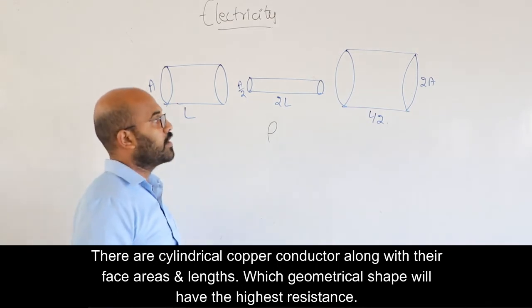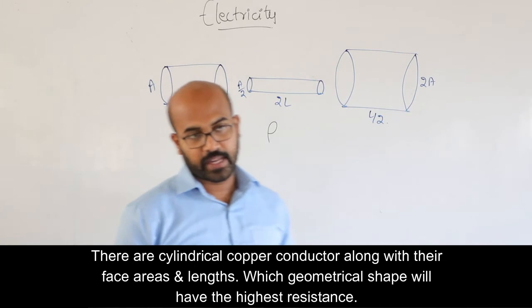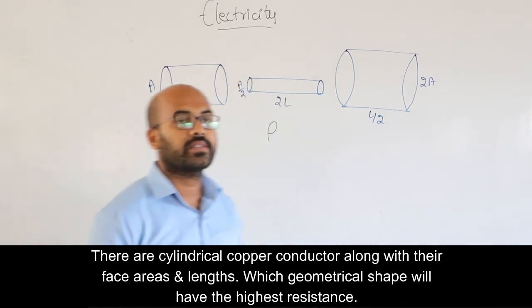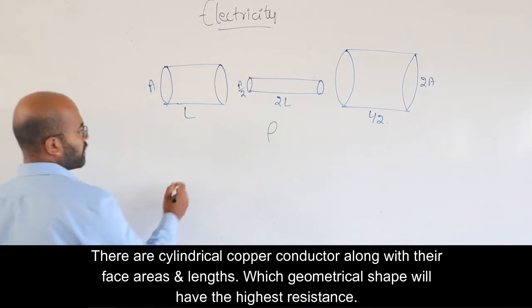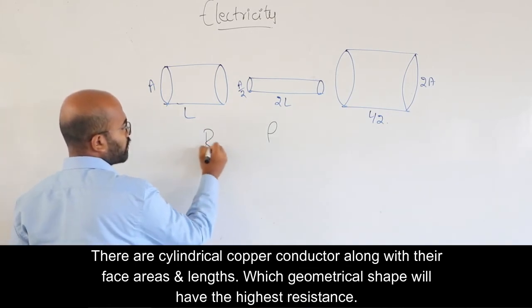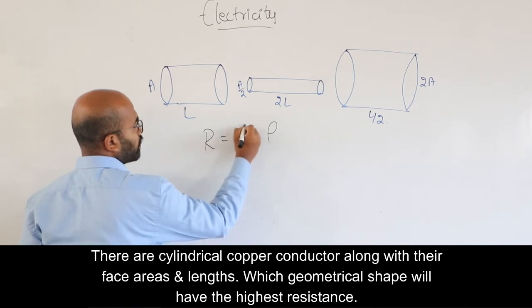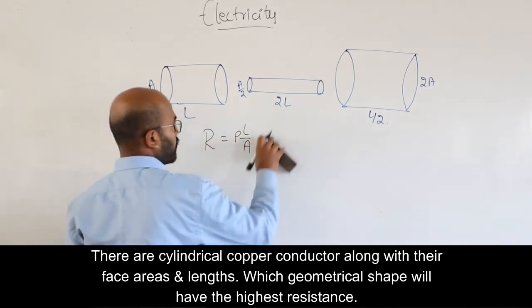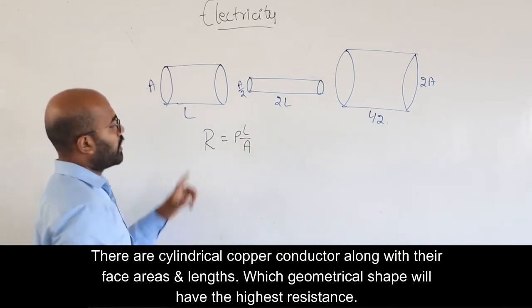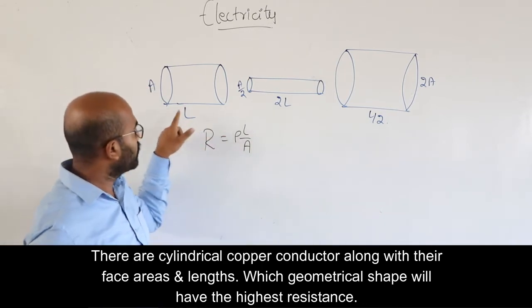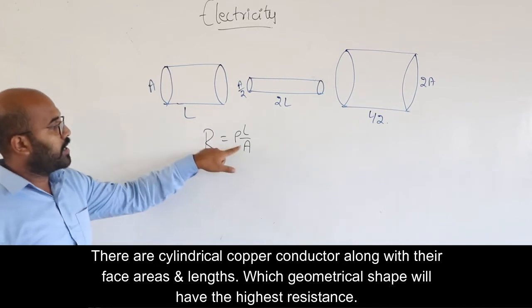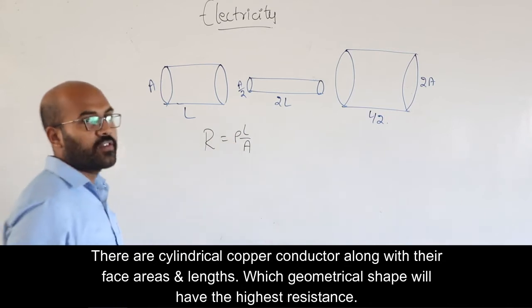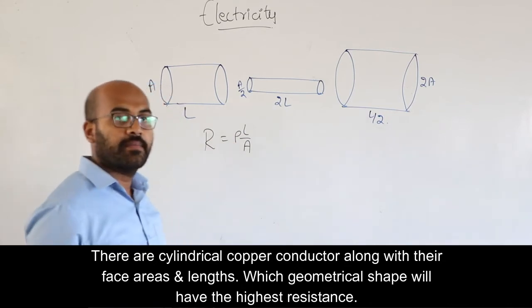So we need to find which one is having the highest resistance. Which among these 3 has the highest resistance? If you want to find the value of resistance, you know R is equal to rho L by A, because you know the value of length and the area of cross section, and you also know that the nature of material, that is rho, is the same.